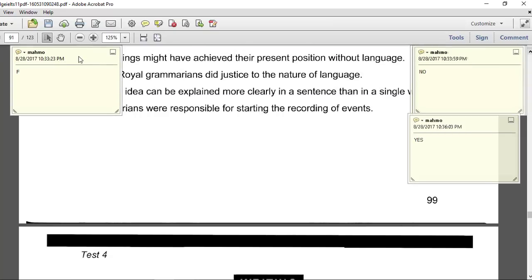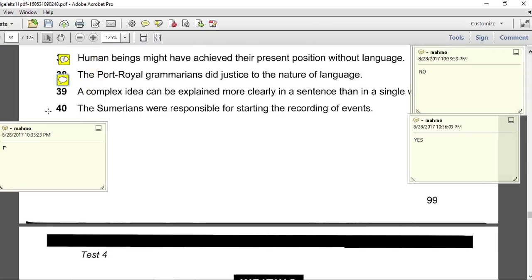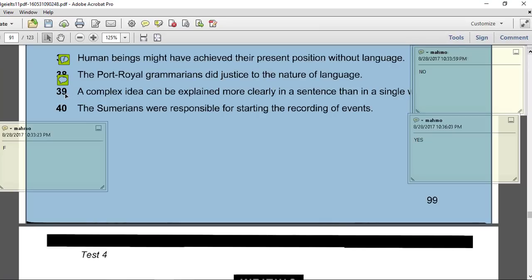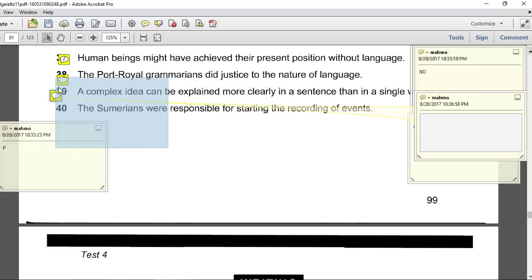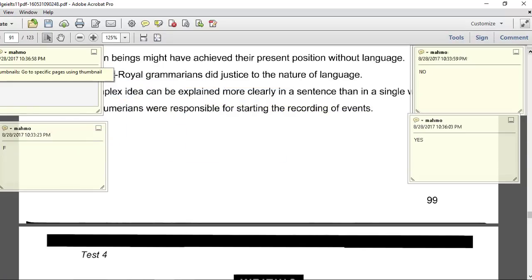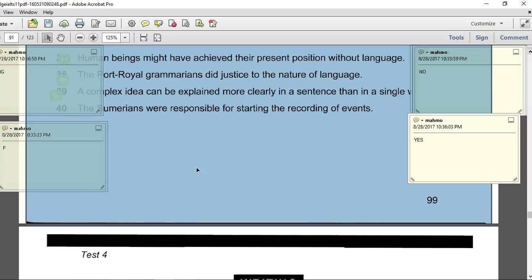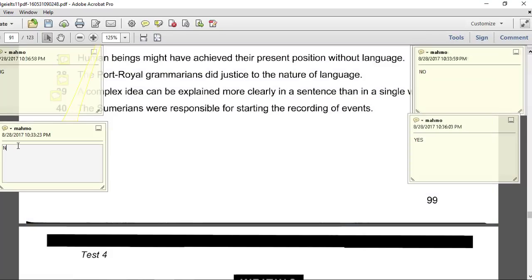39. Not given. Okay, see what I did? I wrote here false. It should be no.